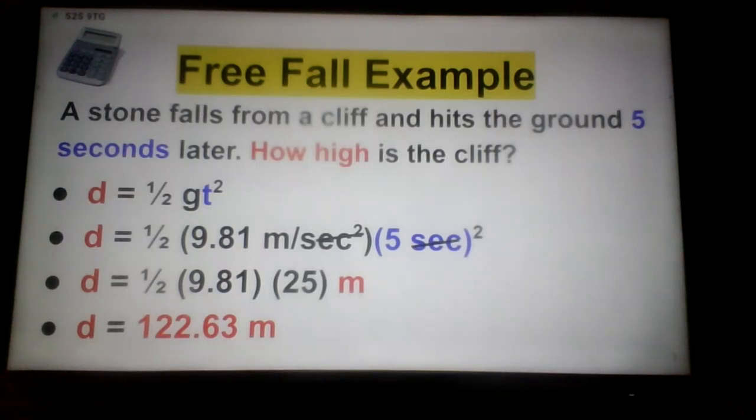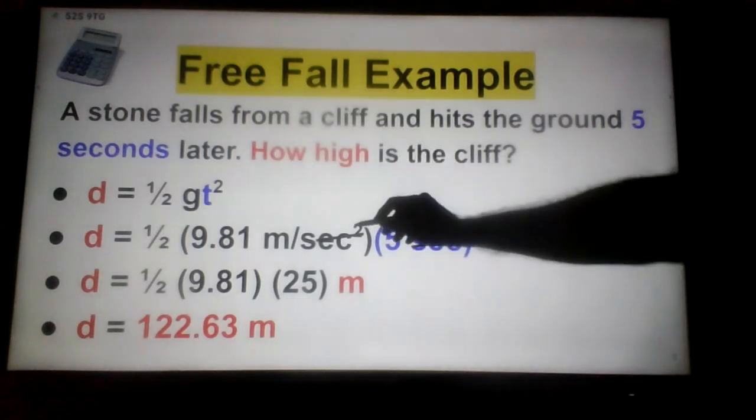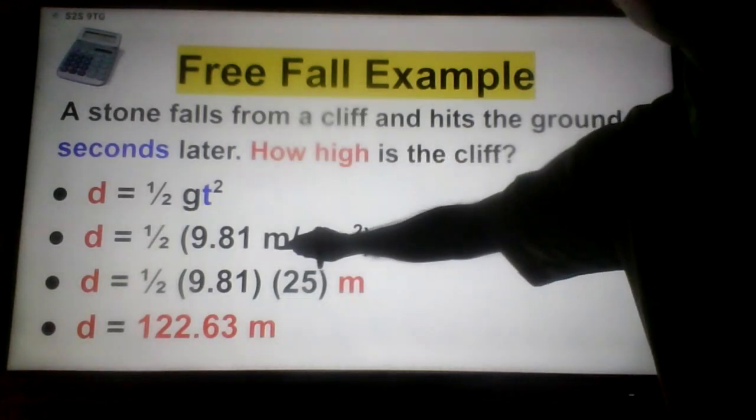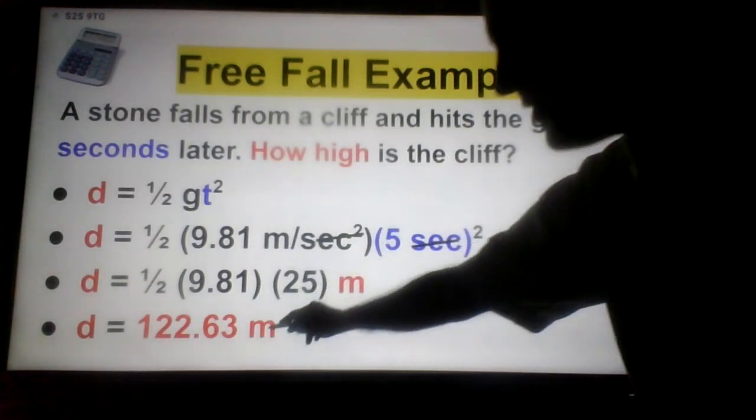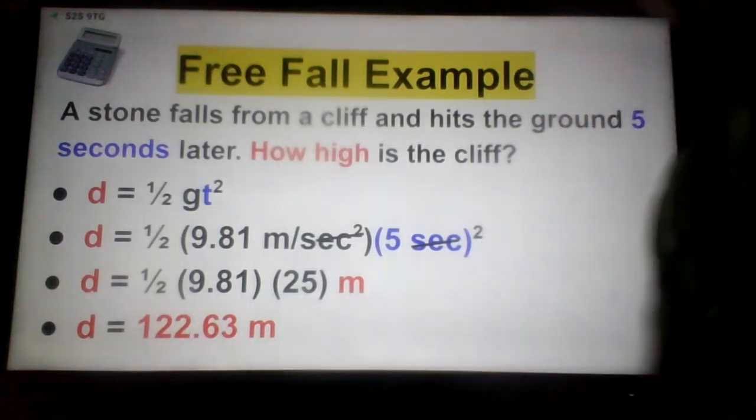The unit for distance in physics is either meters or kilometers. Meters for smaller distances, kilometers for much larger ones. This is going to be meters. Besides, the unit for gravity is in meters, meters per second squared. So I need that kind of matching unit in my answer.